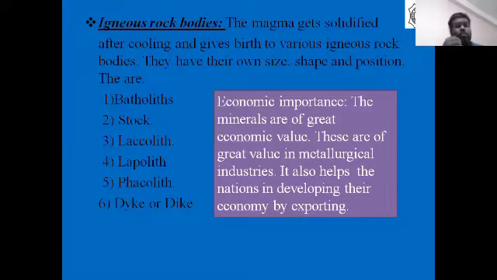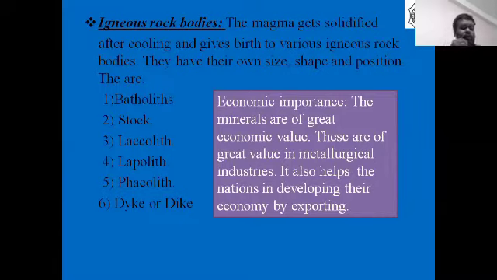Now, igneous rock bodies. There are different types of bodies in igneous rock. When the magma solidifies after cooling and gives birth to various igneous rock bodies, they have their own size, shape, and position. Now what are they? Number one is batholith, then stock, laccolith, lapolith, phacolith, and dike, D-Y-K-E or D-I-K-E.